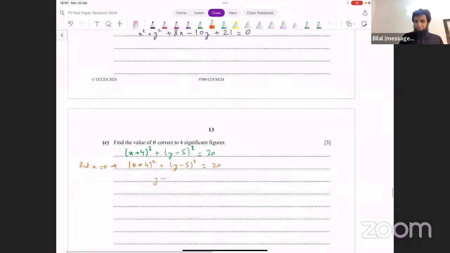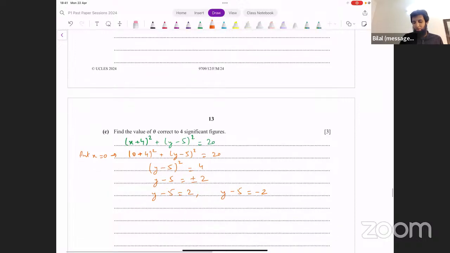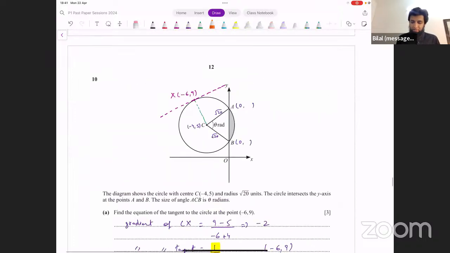Now, 4 squared goes to the other side. That becomes 20 minus 16, and that will be 4, right? Now you take square root on both sides, but remember, whenever you take square root, we have to put plus minus, so plus minus 2. That means y minus 5 equals 2, or y minus 5 equals minus 2. y equals 7, or y equals 3. These are the y coordinates of the points A and B. So one of them has the y coordinate as 3, and the other one has 7.